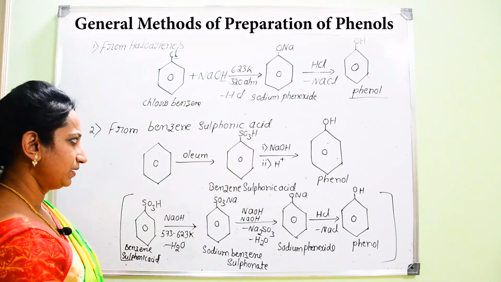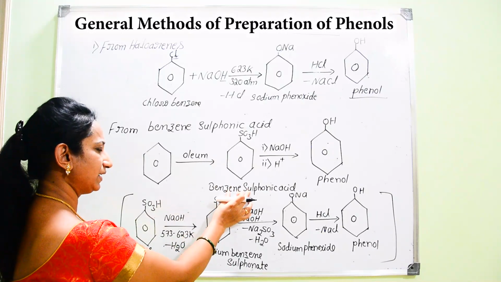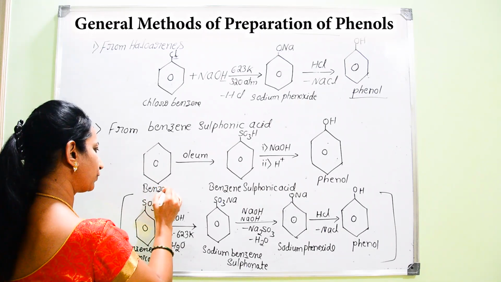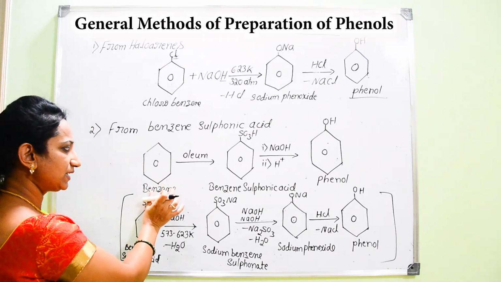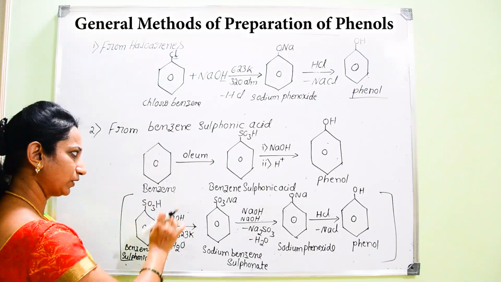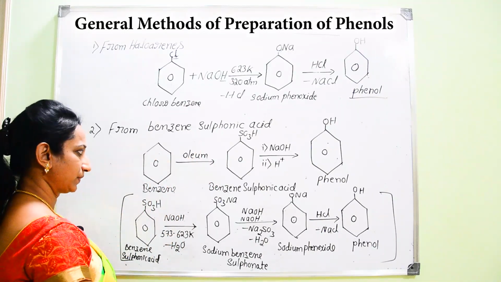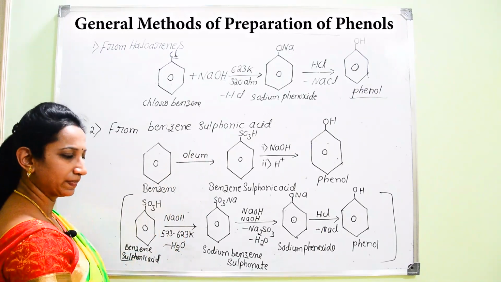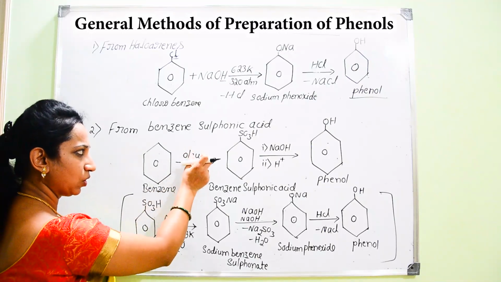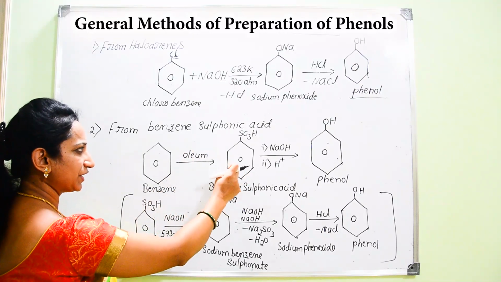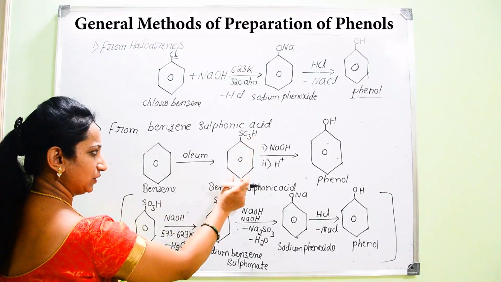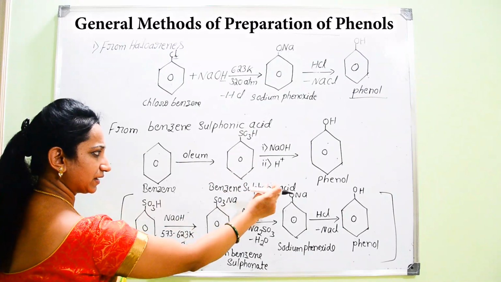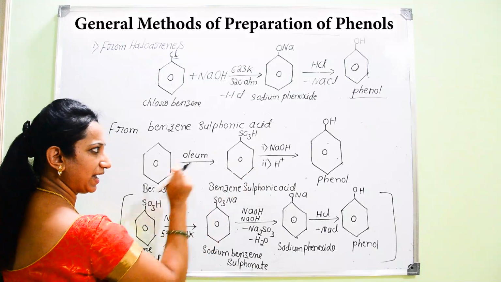sulfonic acid. But before going for benzene sulfonic acid, we are actually starting with benzene. How are we going to get this benzene sulfonic acid? When benzene is treated with oleum, you know that the formula for oleum is H2S2O7. It is highly concentrated fuming sulfuric acid. When benzene is treated with oleum, you get the attachment of the SO3H sulfonic group to the benzene ring, hence it is converted into benzene sulfonic acid.